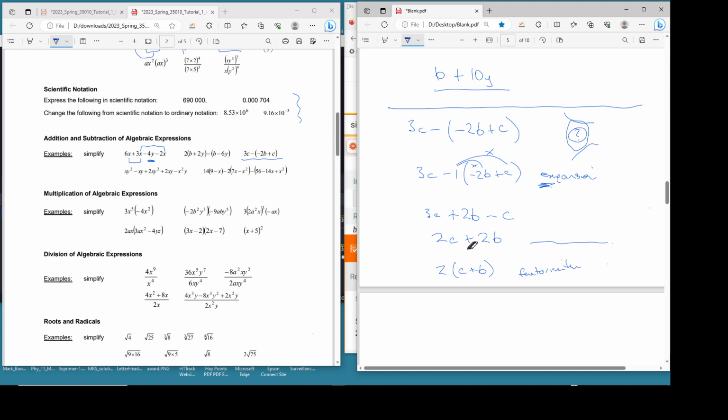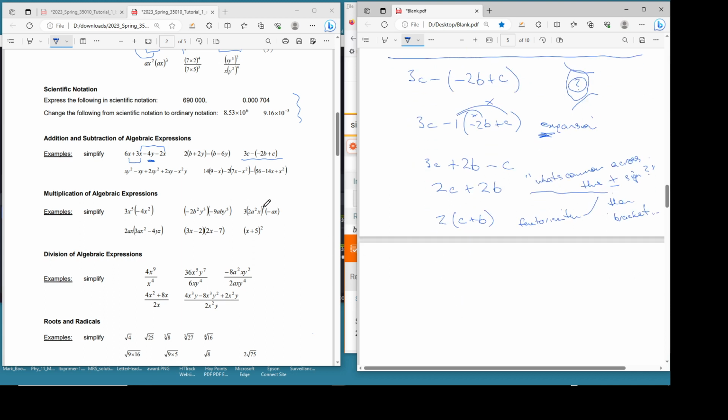And the way that you do that is what's common across the plus minus sign. Okay, that's a very big part of factorisation. What's common across the plus is 2, so 2 comes out and then we do a bracket. Parentheses, whatever you want to call it. Okay, so the 2 comes out, then we do a bracket and we leave the sum in. Alright, so there's some examples there. I'll leave you to do the others either by technology or by hand.